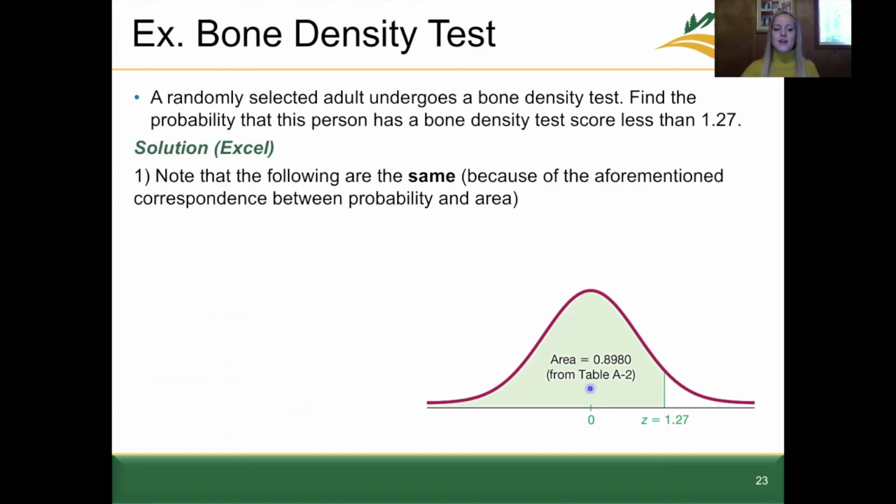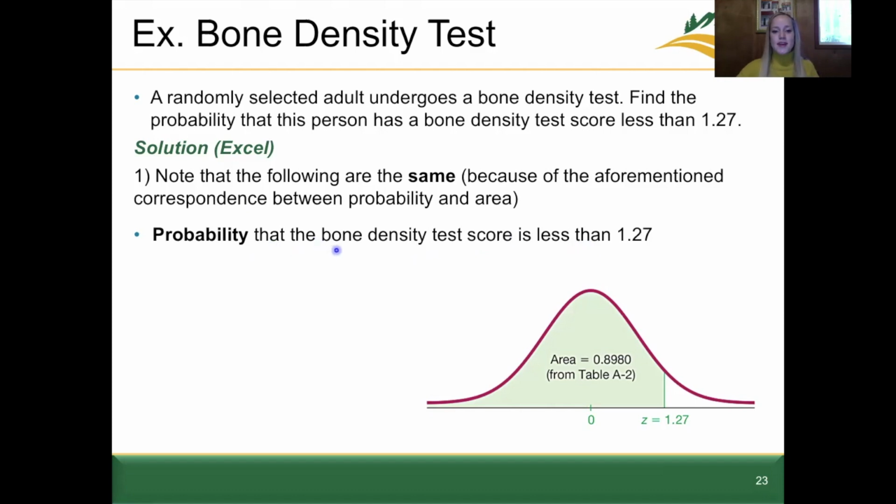Let's go through the solution now. Number one, note the following are the same because of the aforementioned correspondence between probability and area. In the question, we're asked the probability that the bone density test score is less than 1.27. Remembering this connection between probability and area, we have our z-score, or our bone density test score, of 1.27. We want to find the probability that the score is less than 1.27. It can be any value less than 1.27.